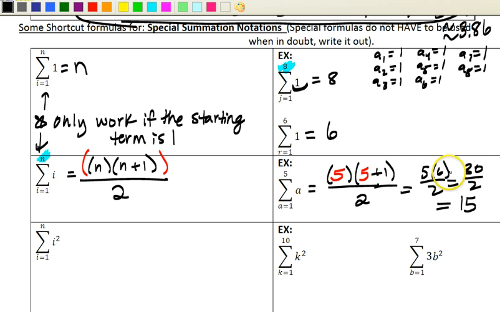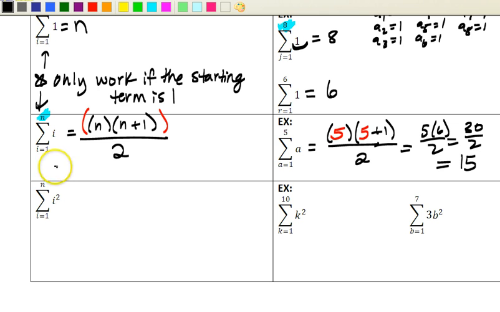The last shortcut I want to show you today is if you have an i squared next to your summation, the formula for the answer of the sum is this. On top of a fraction bar, I've got n times n plus 1 times 2n plus 1. On bottom of the fraction bar is a 6.